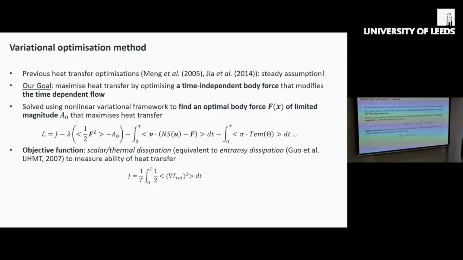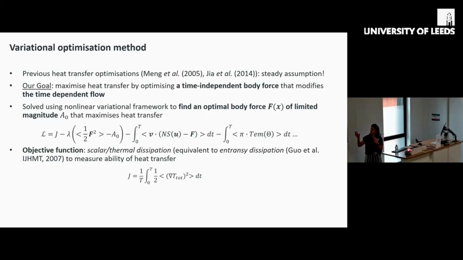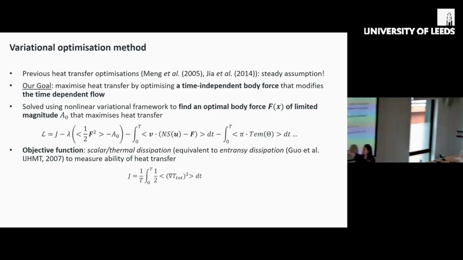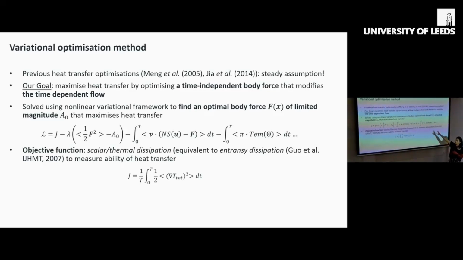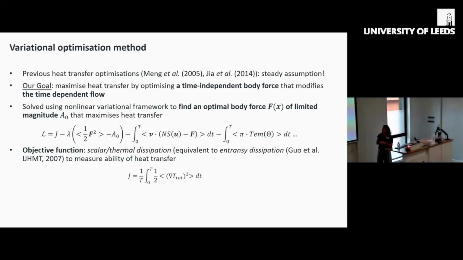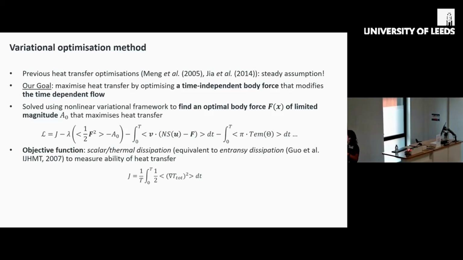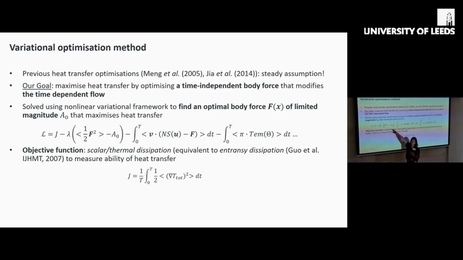So here we use what's also been used in other applications with heat transfer. This is referred to as scalar or thermal dissipation, or in the thermal engineering community, this is also known as entropy dissipation. But basically, this is a measure of the heat transfer ability. So this is what we want to maximize, subject to various constraints. So this is to constrain the amplitude of our forcing, and then this is subject to the full time-dependent Navier-Stokes temperature equation, and so on.